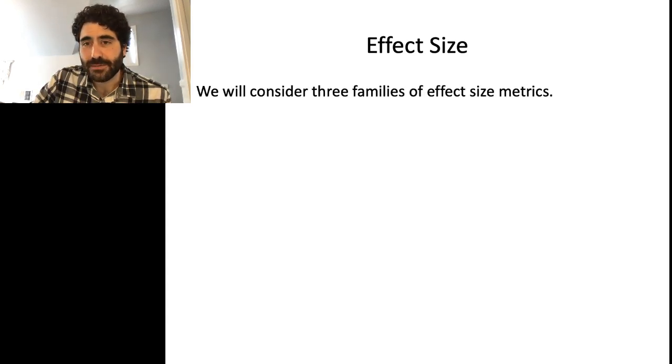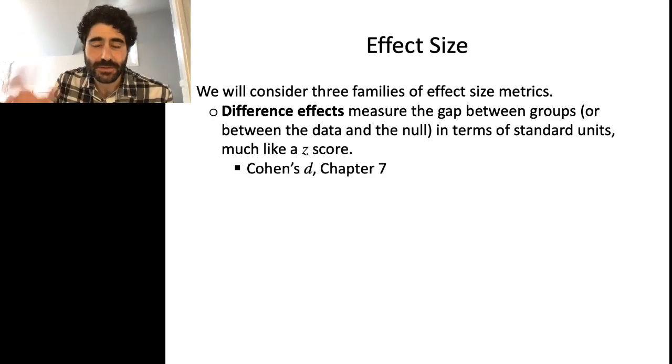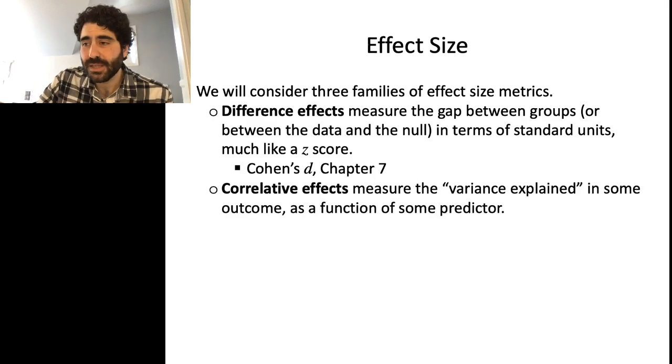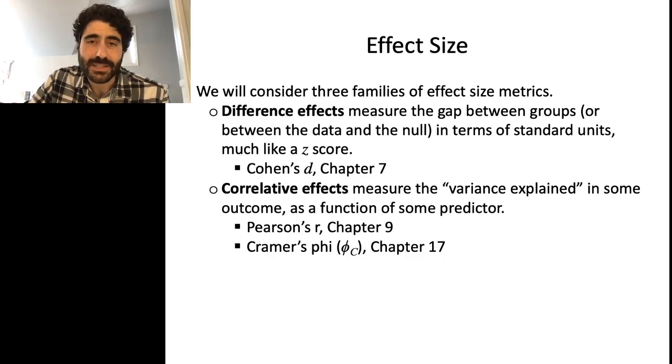Okay, so we're going to talk today about a few different kinds of effect size metrics. Difference effects are effects that measure some kind of separation between groups. This could also be between a single group and a null. They're kind of like a z-score, with a similar kind of setup. The kind of difference score we're going to talk about is called Cohen's d. We'll also talk about effect size measures for correlations, where we want to look at the relationship between multiple variables. We've already talked about some of these. So Pearson's r and Cramér's phi are in this category as measures of relationships between different kinds of variables.